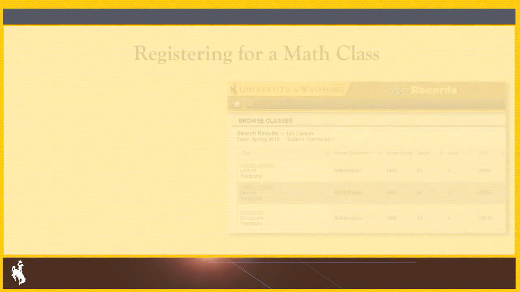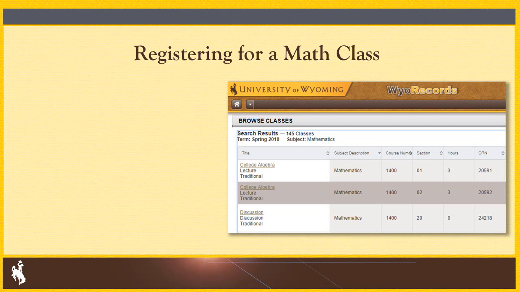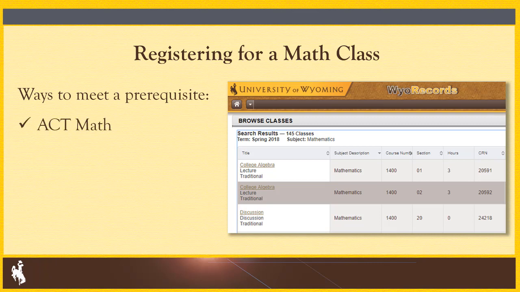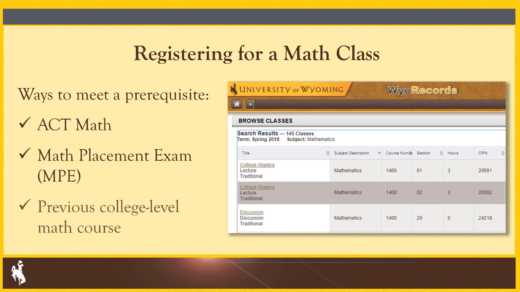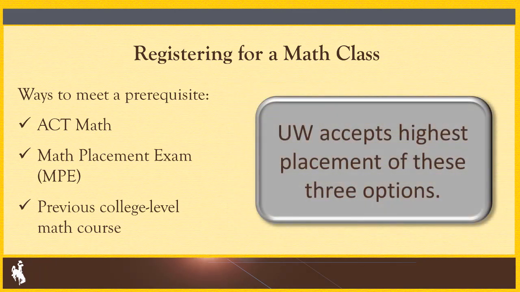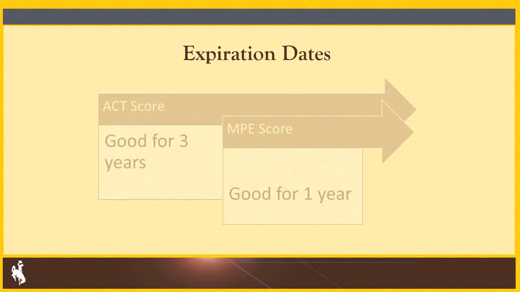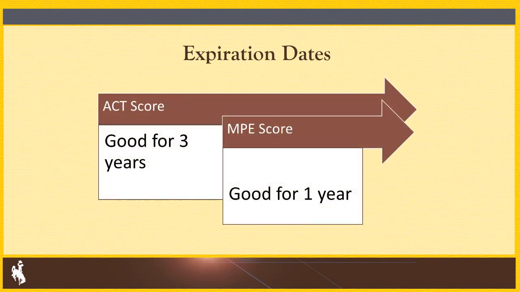In order to register for a math class at UW, students must show that they meet the appropriate prerequisites. There are 3 ways students can meet a prerequisite for a math class. They can use their ACT math score, they can use their math placement exam or MPE score, or they can use a previous college-level math course. UW will accept the highest placement of these 3 options. It is important to note, however, that MPE scores expire after 1 year, while ACT scores expire after 3 years.